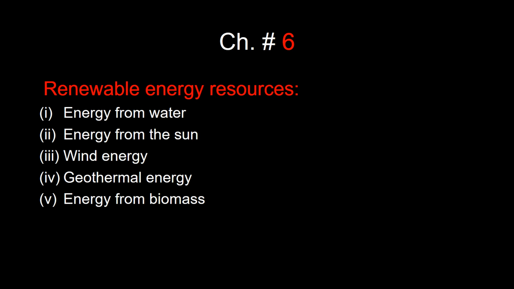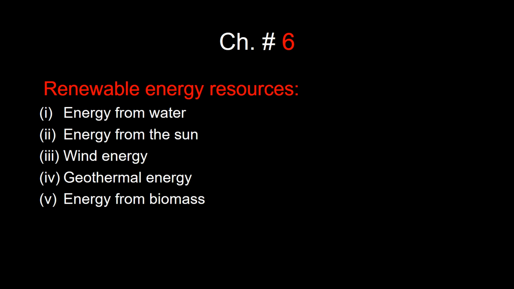Next is geothermal energy. Students, in some parts of the world, the earth provides us hot water from geysers and hot springs. There is a hot molten part deep in the earth called magma. Water reaching close to the magma changes to steam, and due to the high temperature of magma, this energy is called geothermal energy. And the next is energy from biomass.